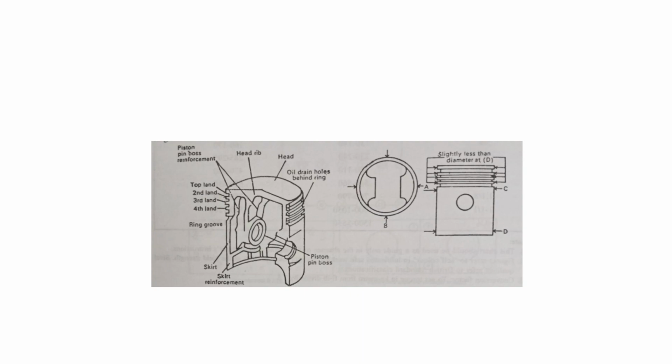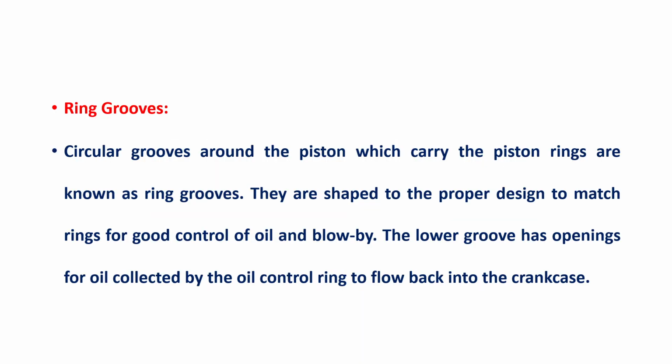You can see the top land, second, third and fourth lands, and the ring grooves that are provided. Piston pin bosses, you have a head rib and everything. Oil drain holes are also provided. Everything is depicted, so please have a glance over this. Different shapes of the piston head allow for more or less compression and swirling as needed for different engines and also fuels.